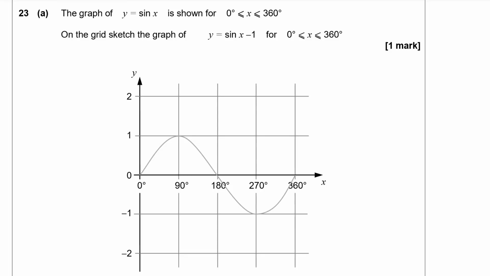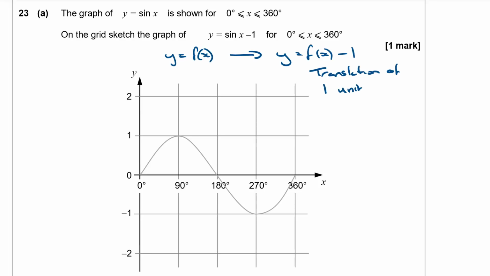Okay, so we've been given the curve of y equals sine x, and we've been asked to sketch on the graph the equation y equals sine x minus 1, which is just a transformation of our original graph. So basically, if you take a graph y equals f of x, and you translate that into a graph y equals f of x minus 1, then basically what you're doing is a translation of negative 1 unit in the direction of y.